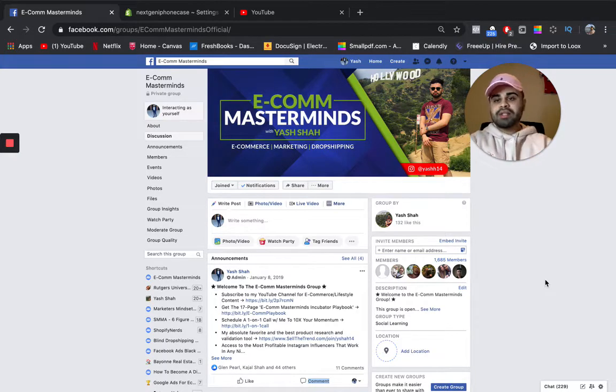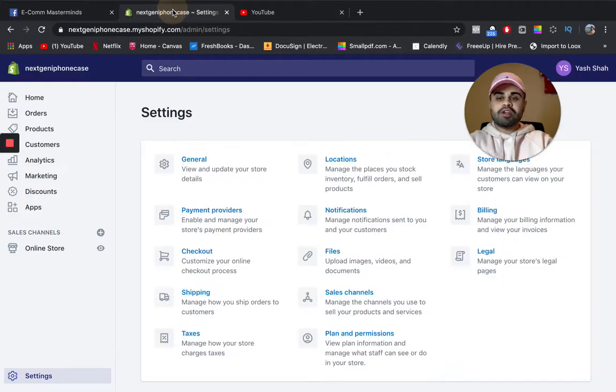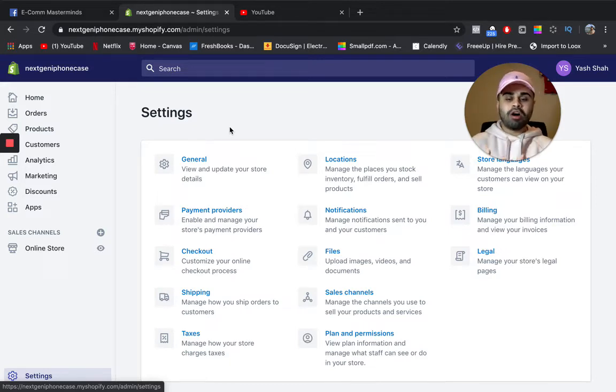So that being said, guys, let's jump right into it. This is one of my own stores, next gen iPhone case. I do not have access to it anymore. It is a paused store. I did make a video about a month or two ago revealing my one product store, but anyway, that is a completely different subject. Just wanted to get that out of the way.